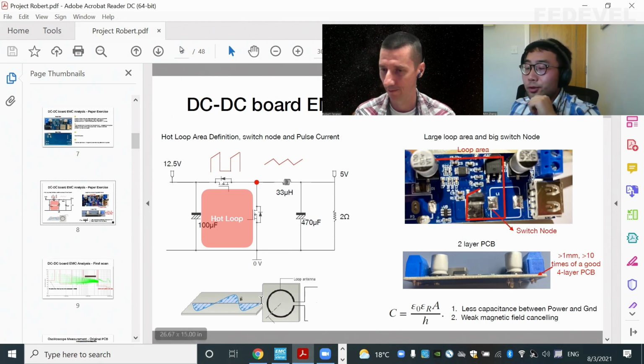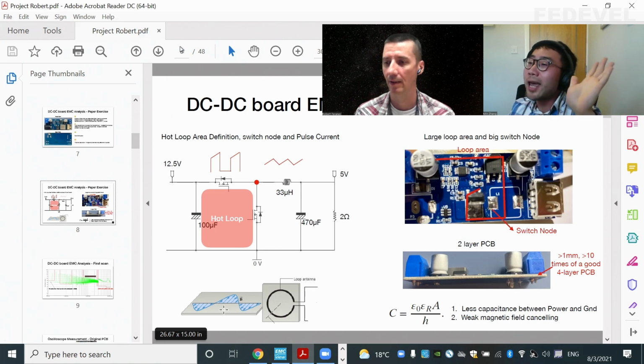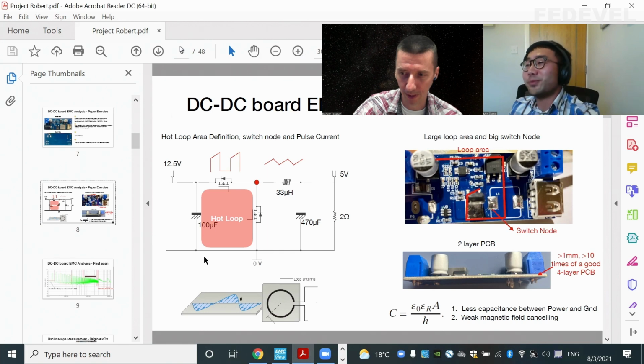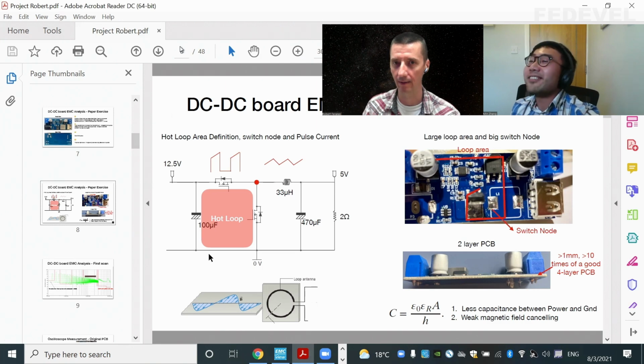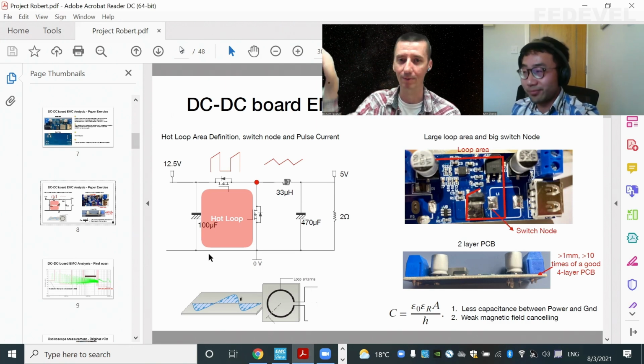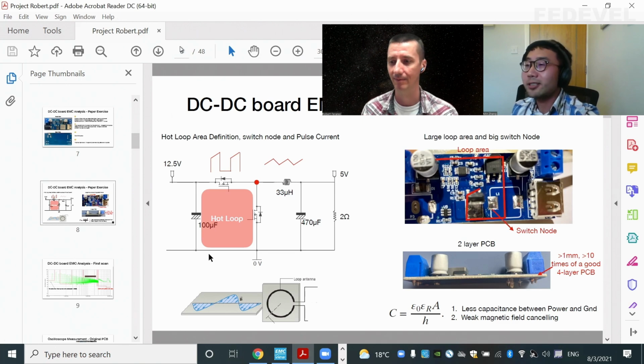This is really just a very simple illustration. Basically, we have currents going through this loop. If you have a conductor with current going through it, you will have a magnetic field propagating into surrounding circuits or into the air. That's what we call radiation. So that's the loop antenna in the picture below. These are the currents which will be flowing in this hot loop area, and this is just to show that it's going to create an antenna. That's correct.